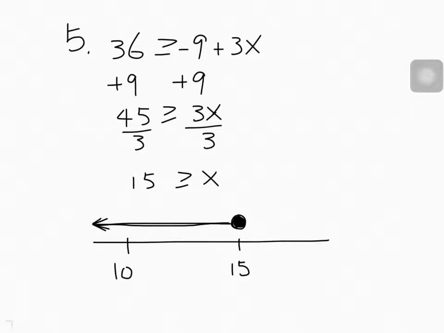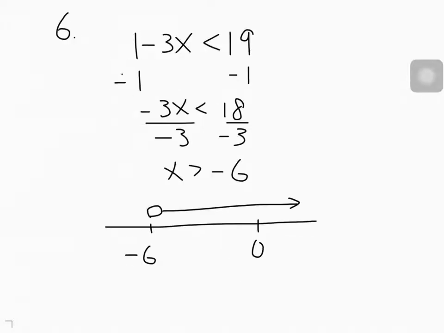So on the 15, I should make it a circle, shaded, dark, filled. So make sure you fill the circle, shade, darken it to mark that the 15 is also part of the solutions. Number 6, 1 minus 3x less than 19.